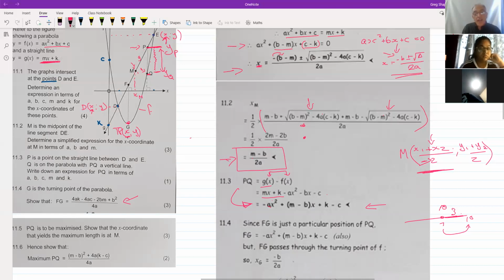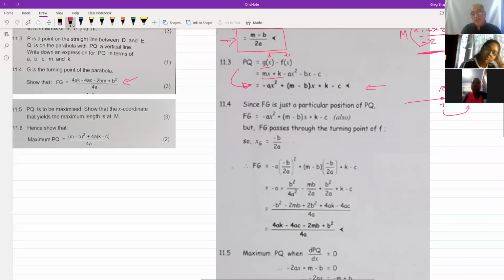What is the value for x at the turning point? Isn't it minus b over 2a? Isn't that the case? We take that and substitute it into PQ, since FG is the special case of PQ. Can you see there, wherever x is? Boom, there we go. We substitute it in for x over here, mx. We put the x in as minus b over 2a, plus k minus c. We simplify it, work it all out, and all of a sudden we're sitting with the answer they asked us to find.